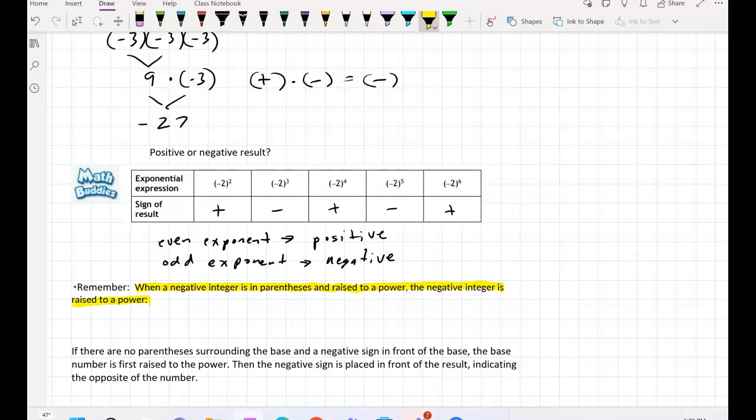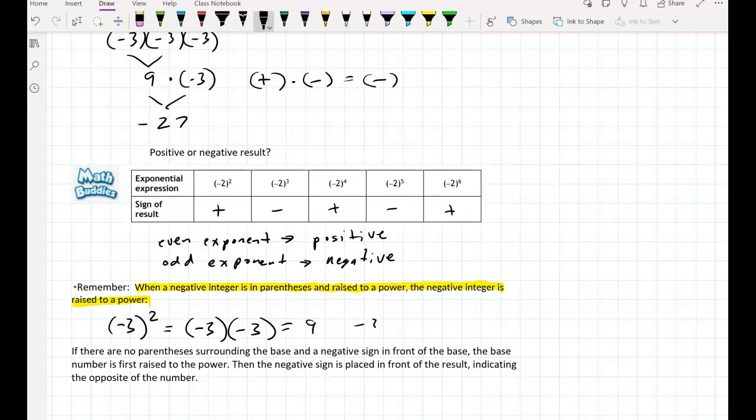So, for example, negative 3 to the power of 2 is negative 3 times negative 3, and that's positive 9. Or, like before, negative 3 to the power of 3 is negative 3 times negative 3 times negative 3. And we determined that that was negative 27.